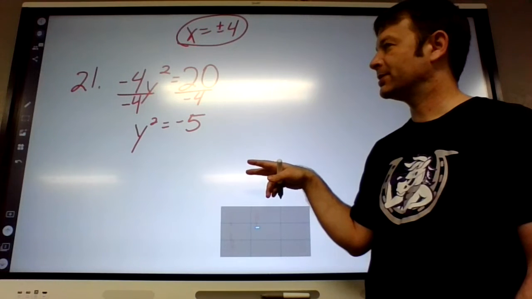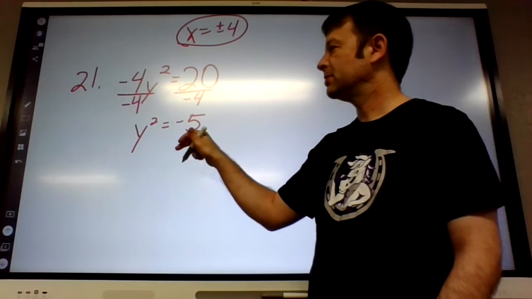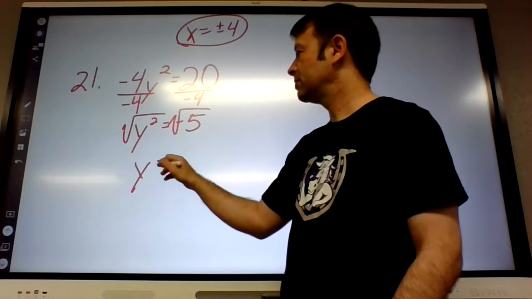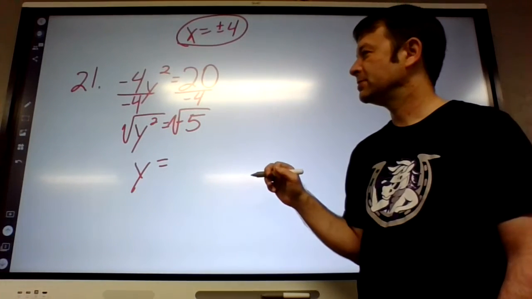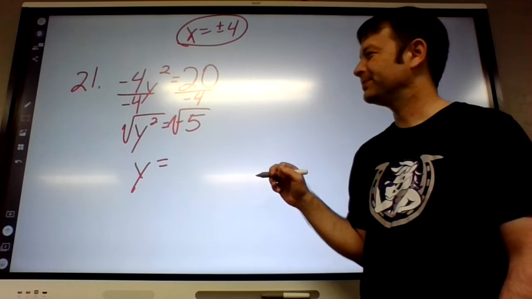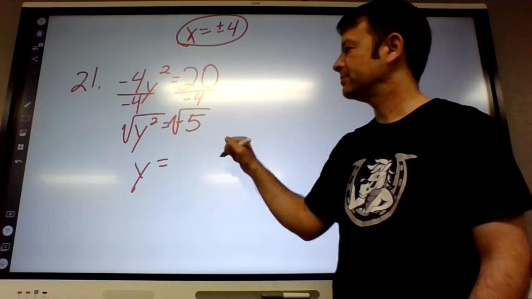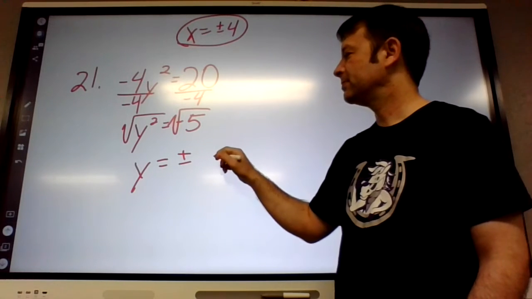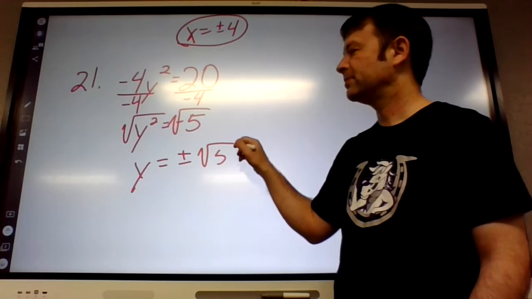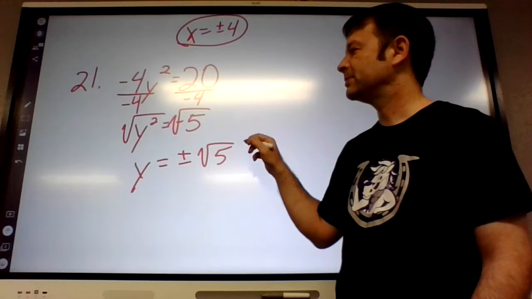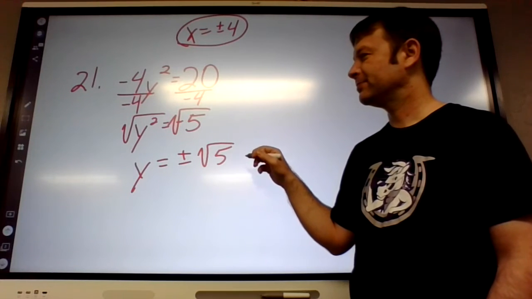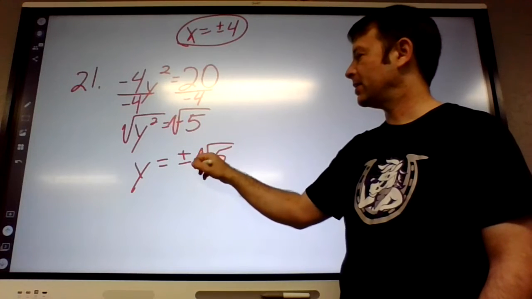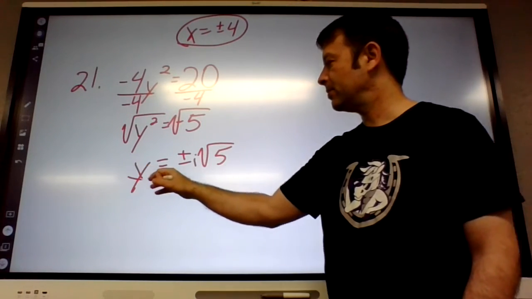Emily, what's coming next? Square root. Can't catch me off guard like that. You know what the answer is? Square root of negative 5. Oh, plus or minus square root of 5. Something's still wrong. What do you do when there's a negative in this? Plus or minus i. There you go. Now we got it all.